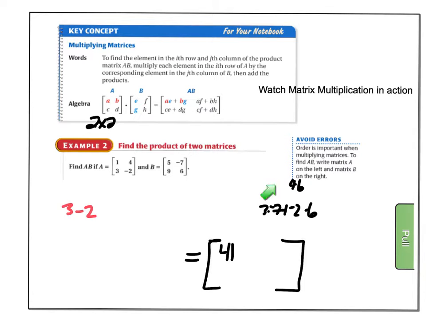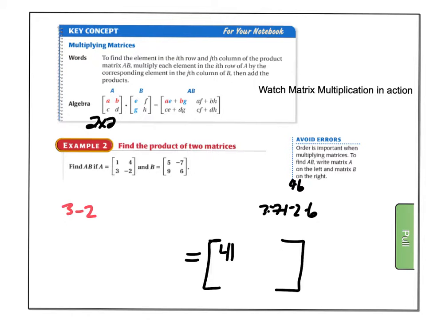Over here you would take negative 7 times 1, which is a negative 7, plus 24, and you end up with 17. And for the bottom two numbers, 15 minus 18 is a negative 3, and negative 21 plus, or sorry, that's a times sign, negative 21 plus a negative 12 gives you a negative 33. And that is your answer for that matrix multiplication. We'll do more together.